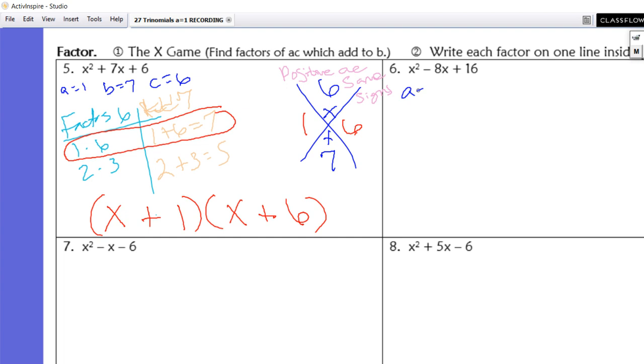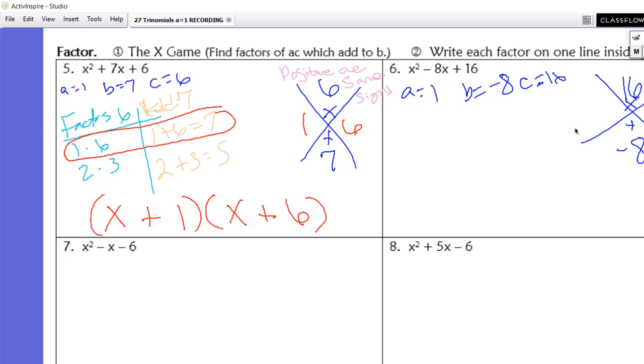All right, let's do our next one. A equals 1, B equals negative 8, C equals 16. Okay, so now I'm going to multiply A and C together to get my AC value. So I'm doing 1 times 16. And then I'm going to add up to B. My B is negative 8 in this problem.